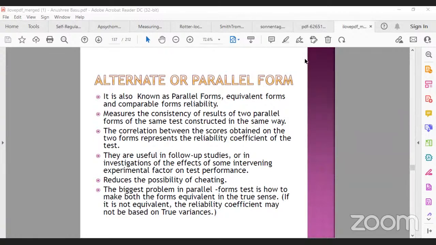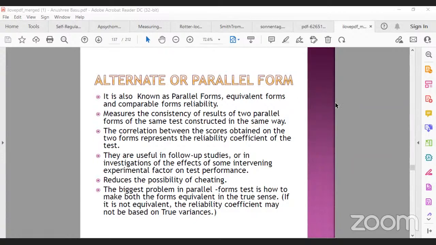And why do you think people try to do this type of reliability? Because sometimes we do not have a previous test or test scores available. So rather than administering the same test at a different time, the person tries to find the correlation between the scores obtained on the 2 forms, which represents the reliability coefficient of the test, so that 2 parallel forms of the same test are constructed in the same way. So it helps in calculating the parallel form reliability.